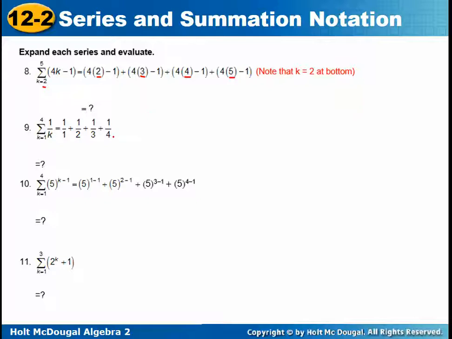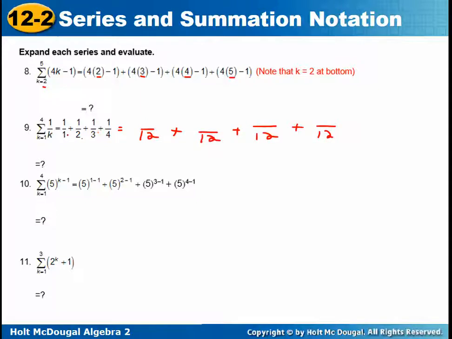Let's look at number 9. I already wrote out what the first four terms would be, from k equals 1 to 4, and now you need to add these together. So we have the denominators of 1, 2, 3, and 4. For a common denominator, look at the bigger ones. 3 times 4 is 12. Would that work as a common denominator for the other parts as well? Yes. So I'm going to change each of these fractions to 12ths.